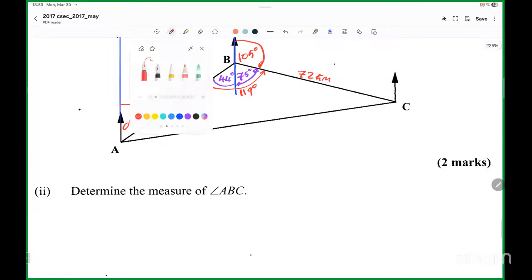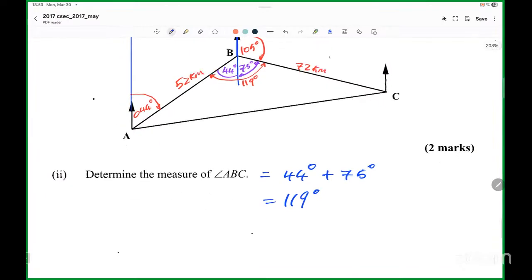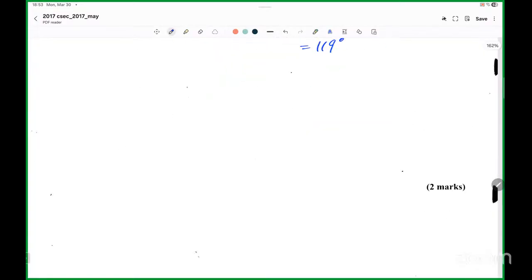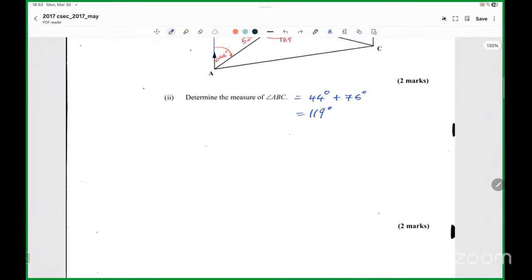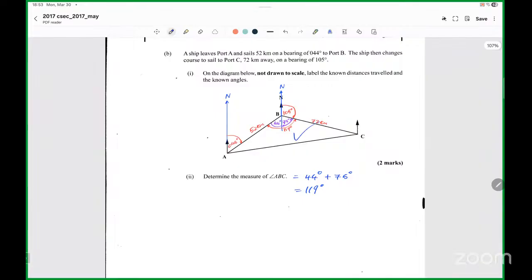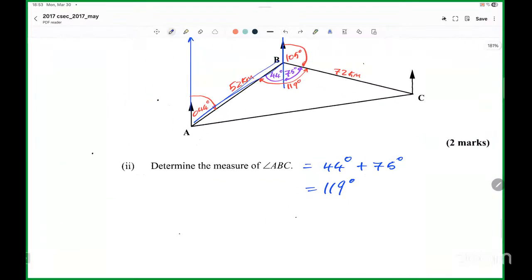So tell the examiner how we get it: it is equal to 44 degrees plus 75 degrees, and on the diagram, which is 119 degrees. All right. Next, they want us to calculate, to the nearest kilometer, the distance AC. We're going to use the cosine rule in the triangle, because we now have two sides and an angle between them. So it's cosine rule for AC.